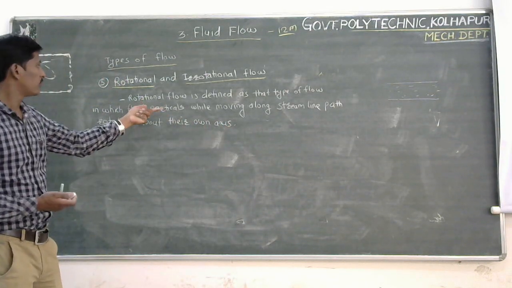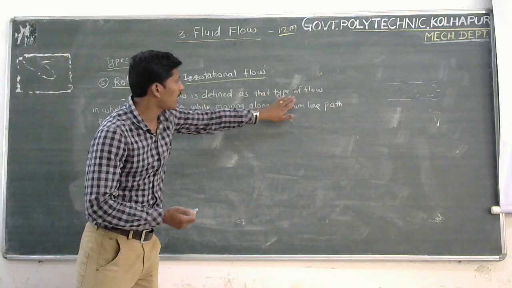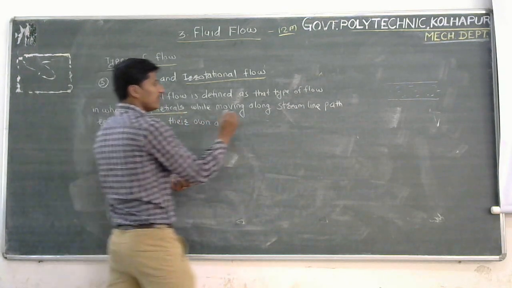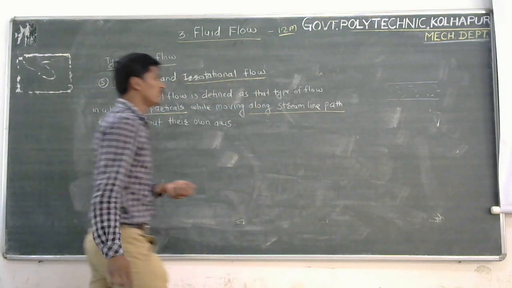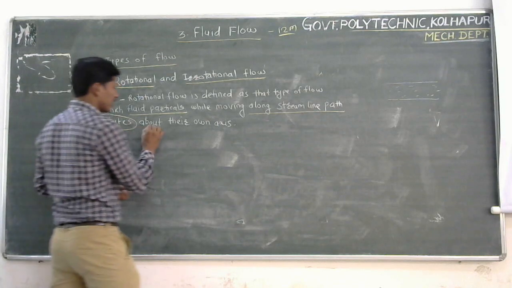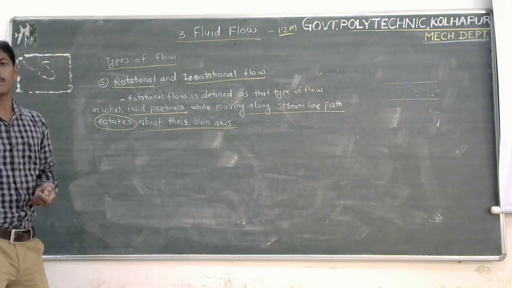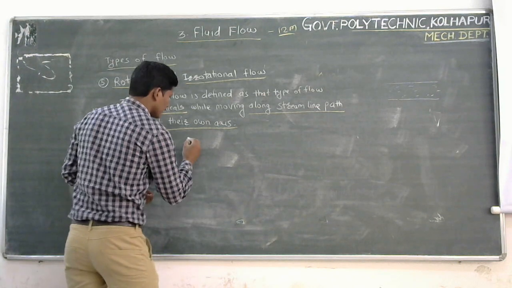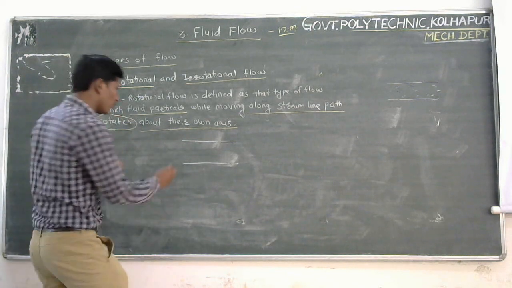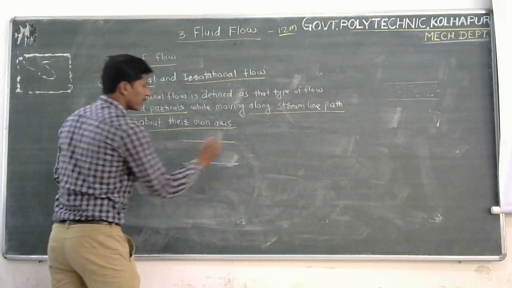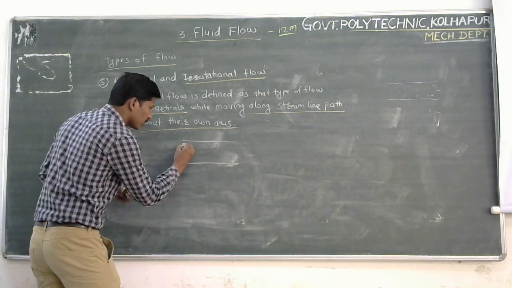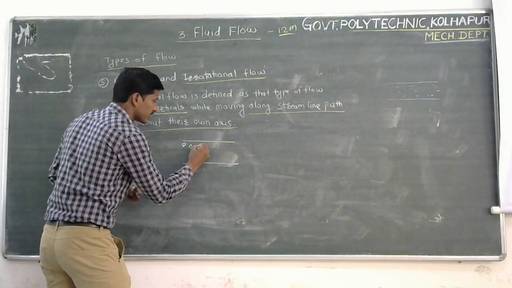Once again, I am going to repeat the definition. Rotational flow is defined as that type of flow in which fluid particles, while moving along streamline path, rotate about their own axis. For example, in the diagram I have mentioned here, we have considered one pipe flow and fluid particles are moving on a streamline path. But while moving along the streamline path, these fluid particles rotate about their own axis also.